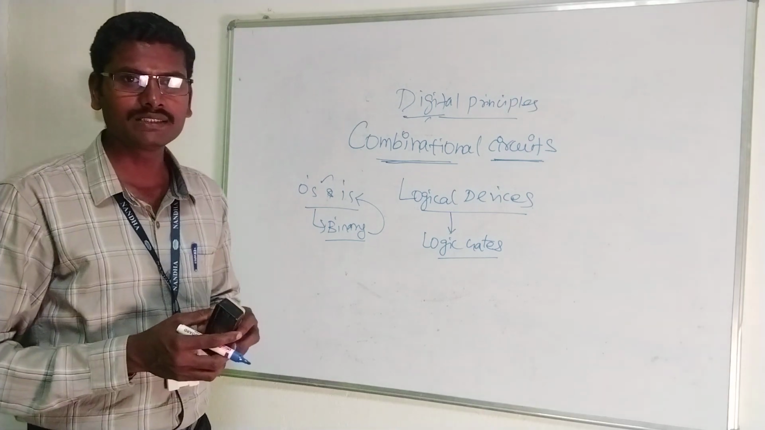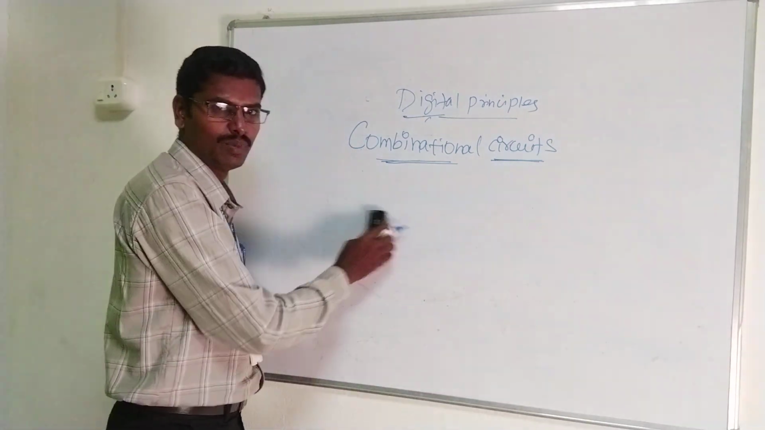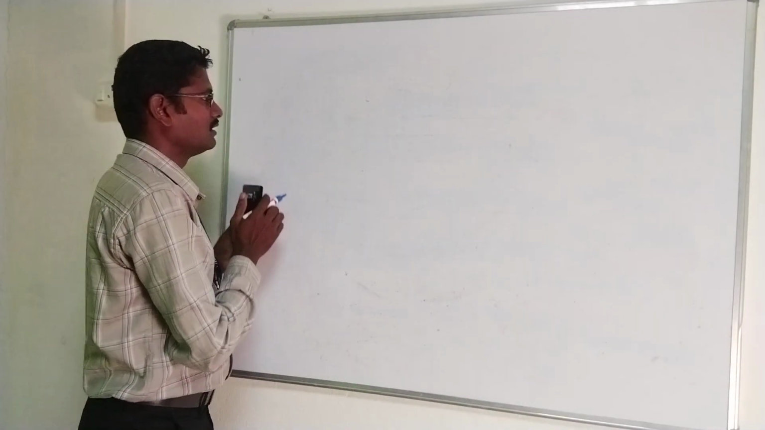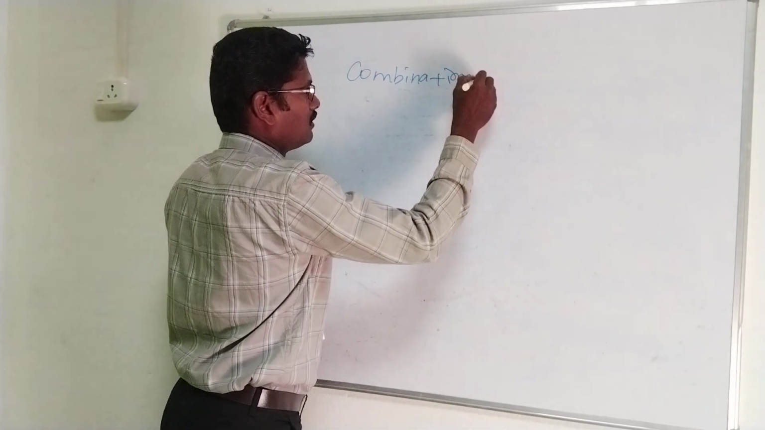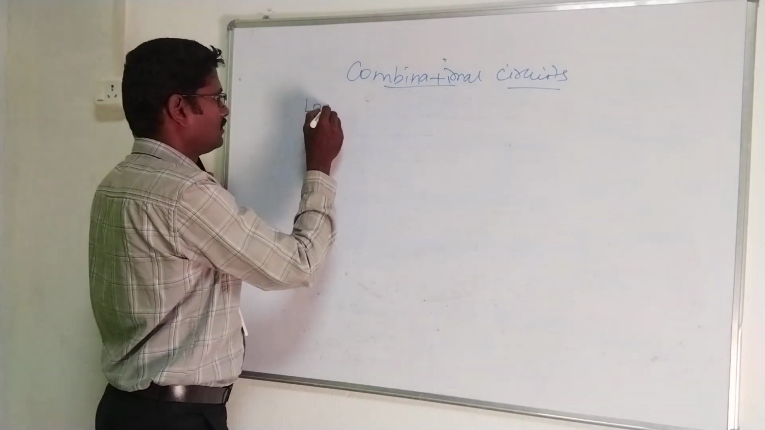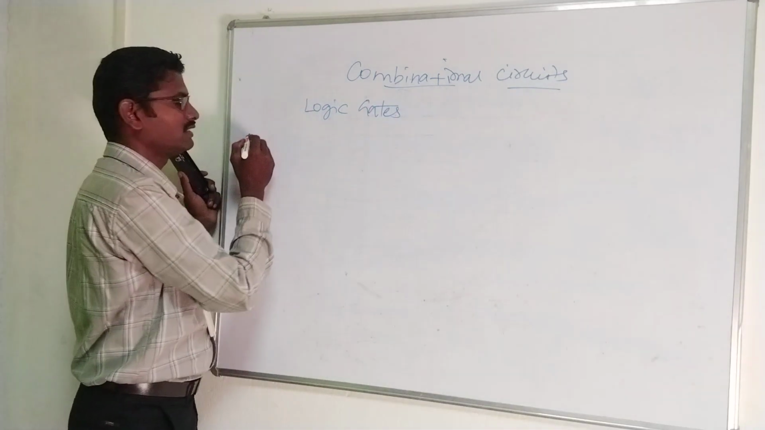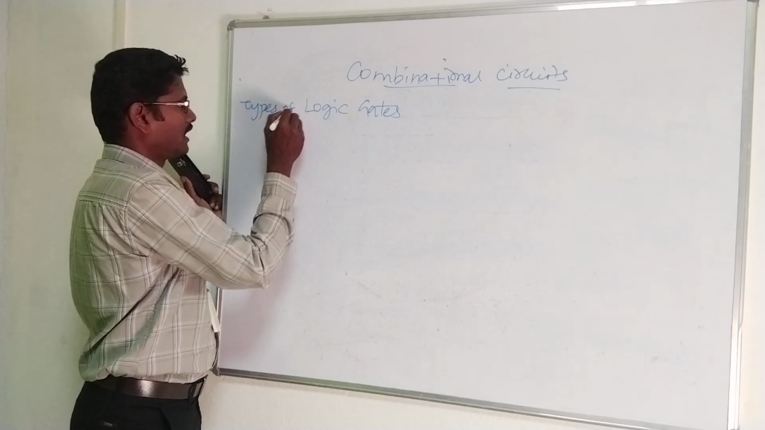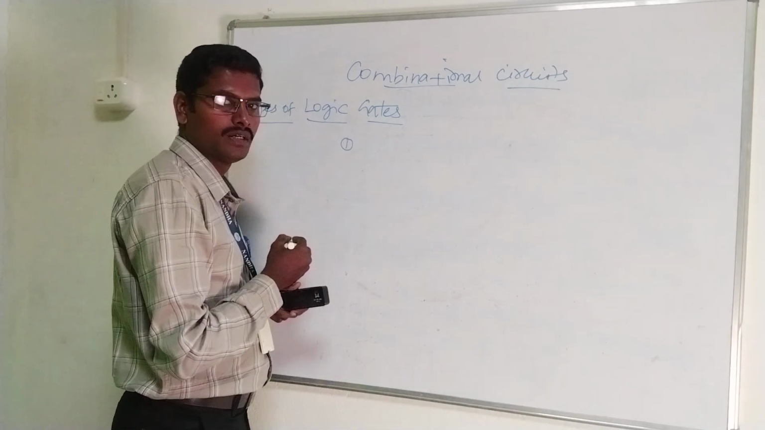Now let's discuss the types of logic gates and their corresponding logic symbols. In this class we are going to discuss the types of logic gates and their equivalent symbols with corresponding expressions. The first and foremost type of logic gate is the AND gate.